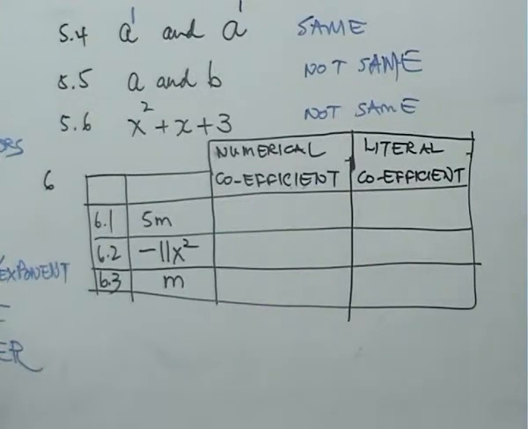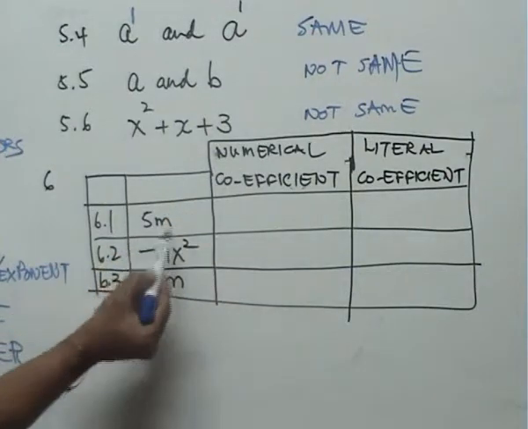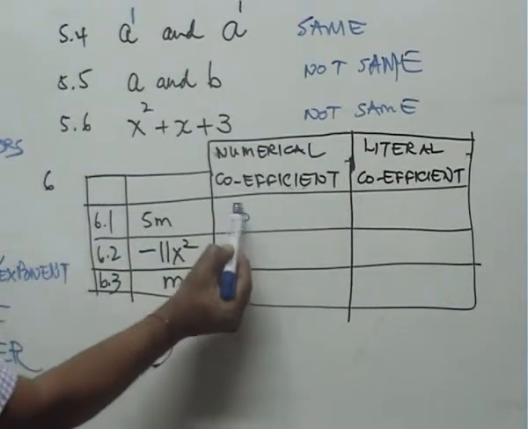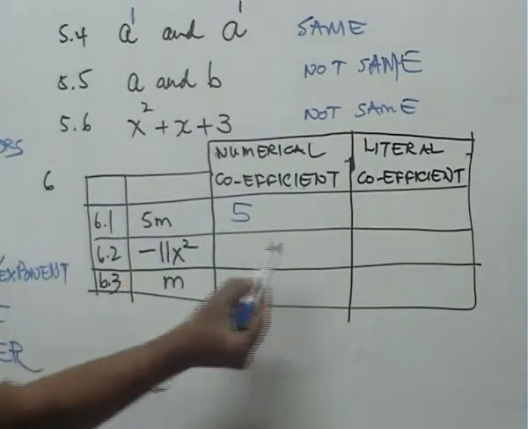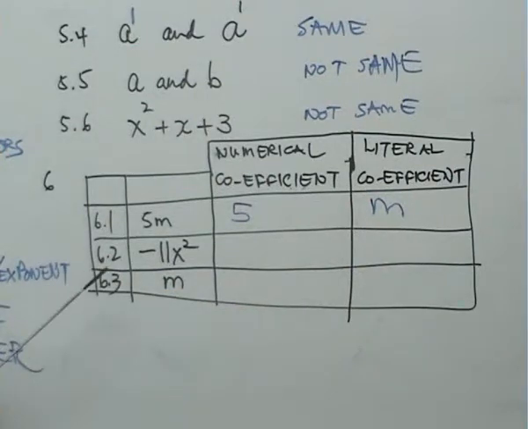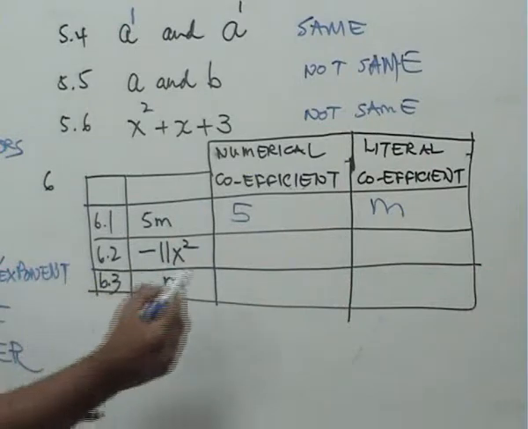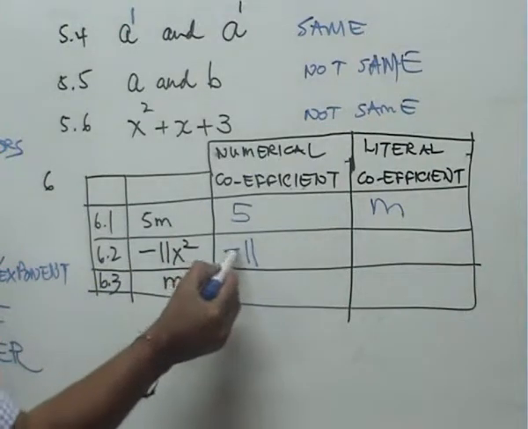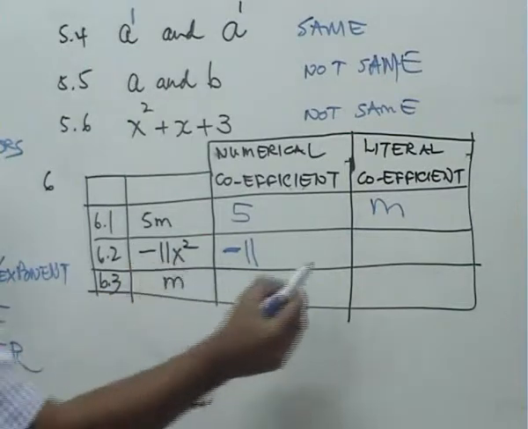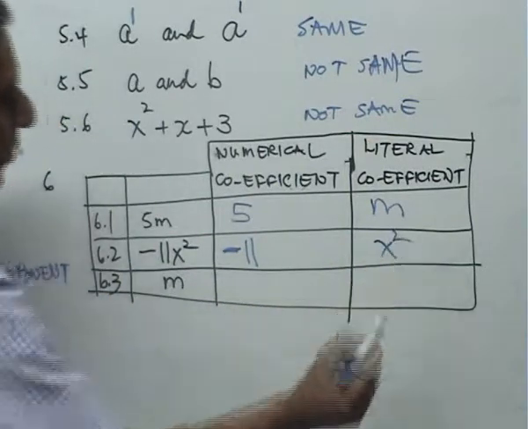Number 6.1. We want to write down the numerical coefficient. When you look at 5m, the numerical coefficient is 5. The literal coefficient is m. When you look at 6.2, the numerical coefficient is minus 11. You've got to take the sign with it, minus 11. And the literal coefficient is x squared.